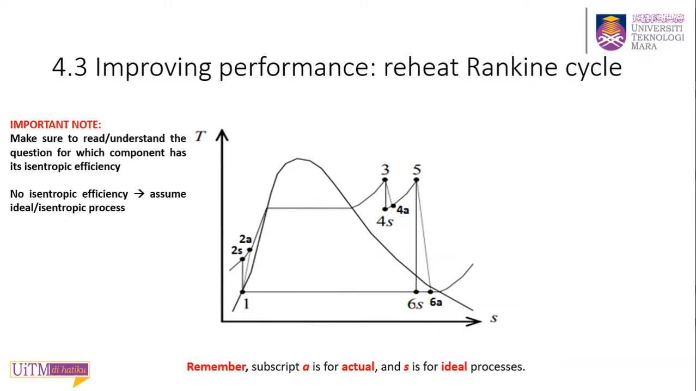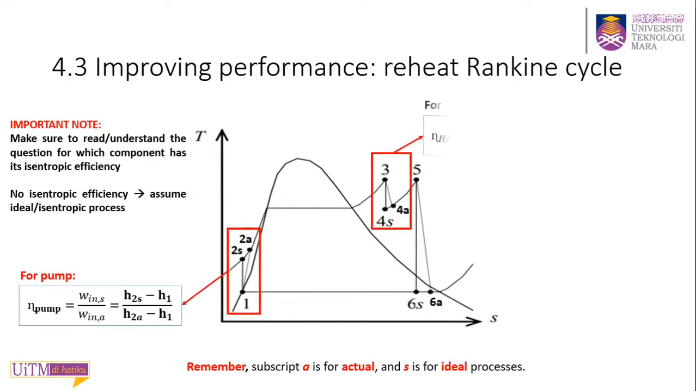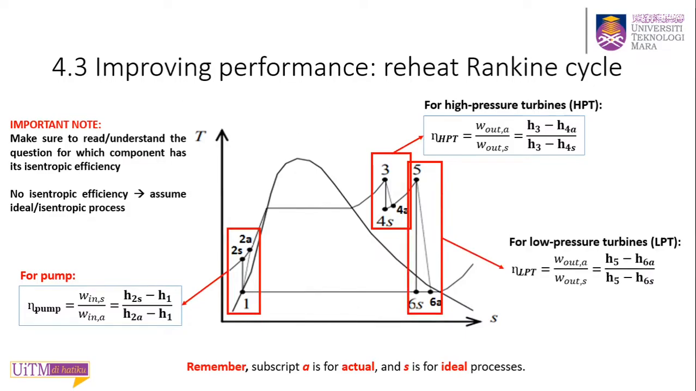Now, it is important that students identify which states are involved for each of the isentropic efficiency. Make sure to read the question to identify which components must be taken into consideration for its isentropic efficiency. For components which do not have the isentropic efficiency, we will treat them as an ideal or isentropic process.